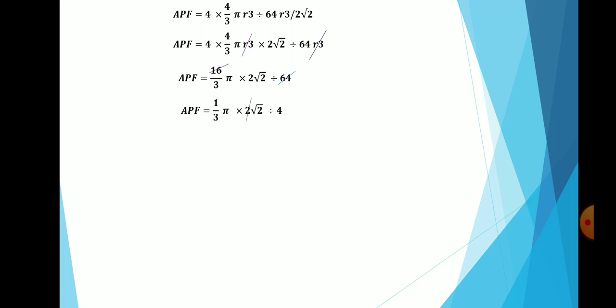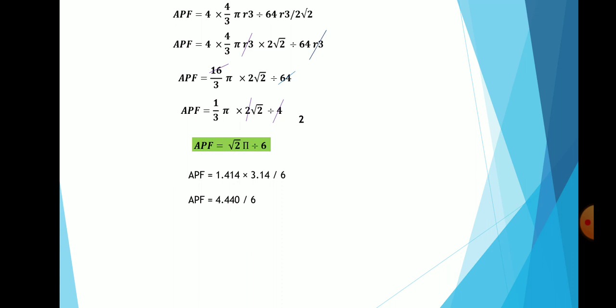Now again we solve this equation. So 4 divided by 2 is 2, and we get 3 into 2. This denominator of the division goes to multiplication. 3 into 2 is 6. So we get the equation APF, our atomic packing factor, is equal to root 2 pi divided by 6. So put the values of root 2 and pi. So APF is equal to 1.414 into 3.14 divided by 6.